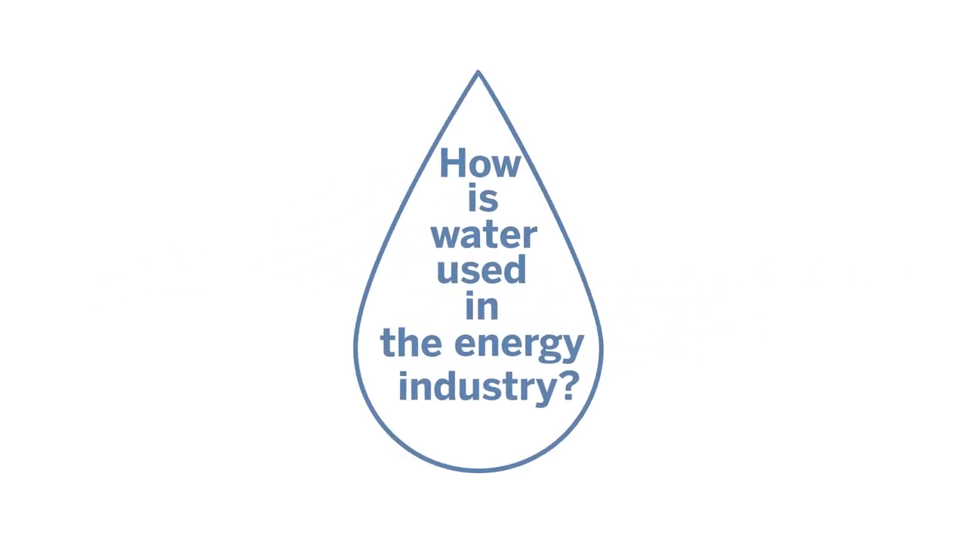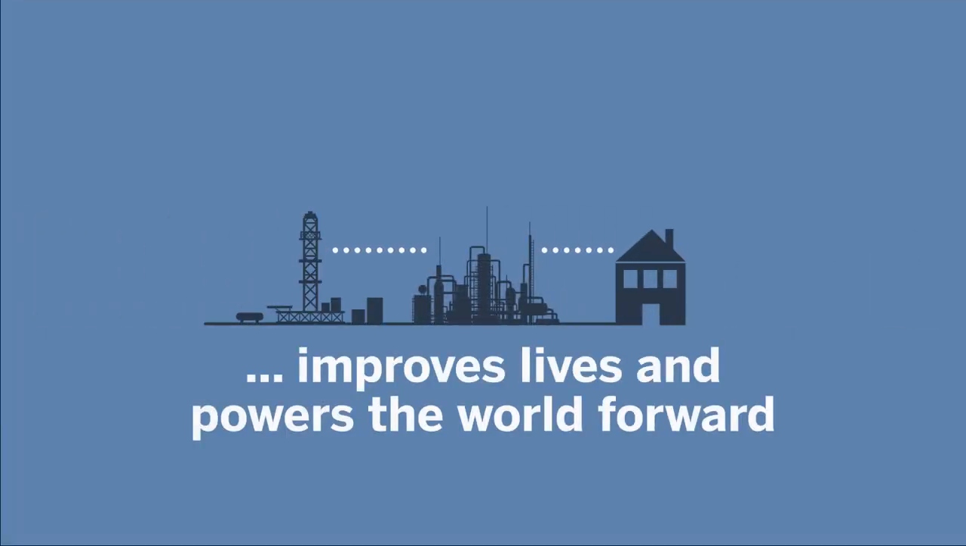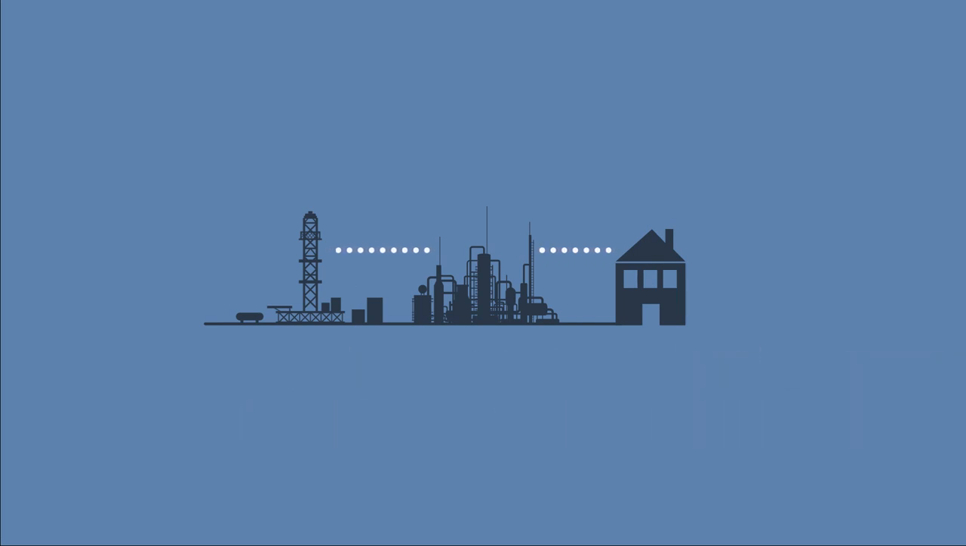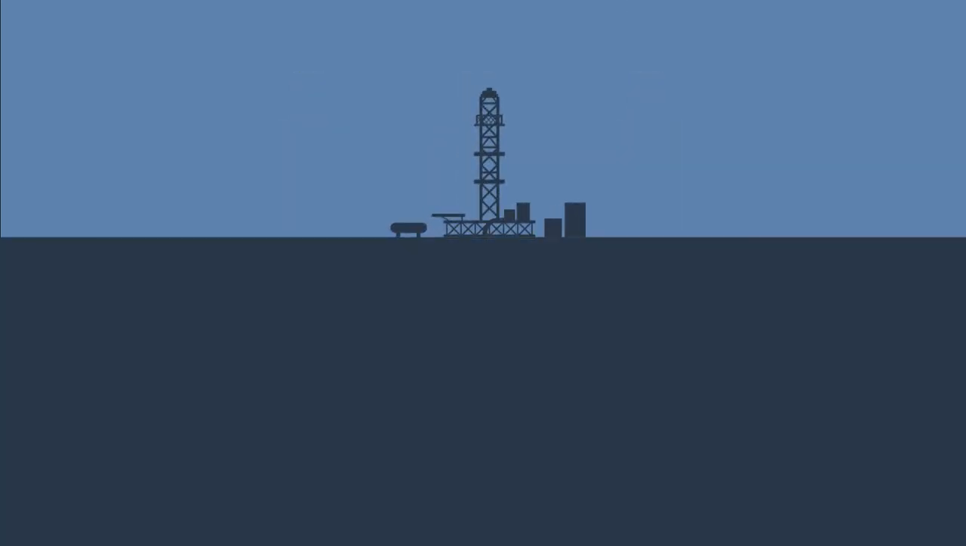How is water used in the energy industry? Chevron develops energy that improves lives and powers the world forward. To produce energy resources such as oil and natural gas, we use water at different steps along the way. Water is key to unlocking oil and natural gas resources underground.